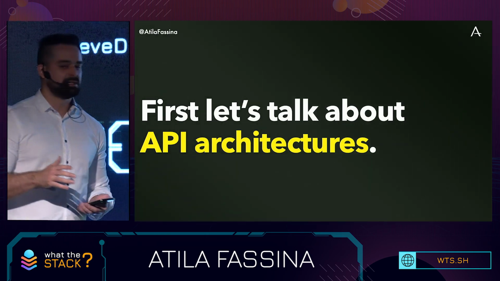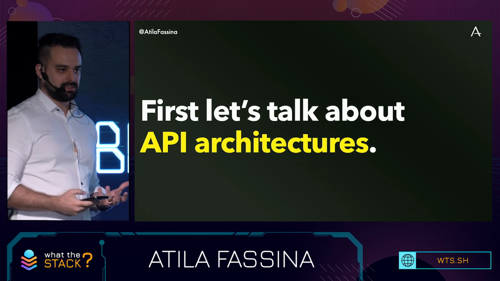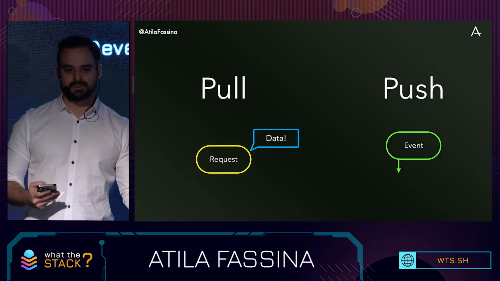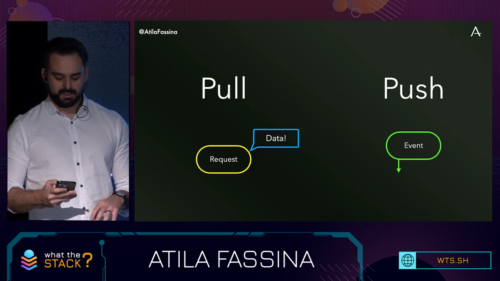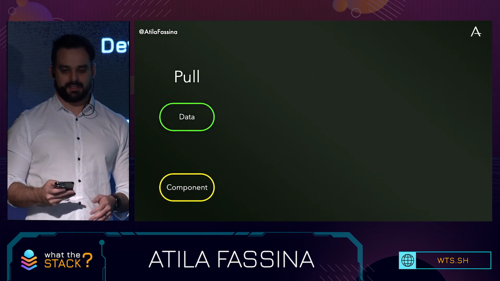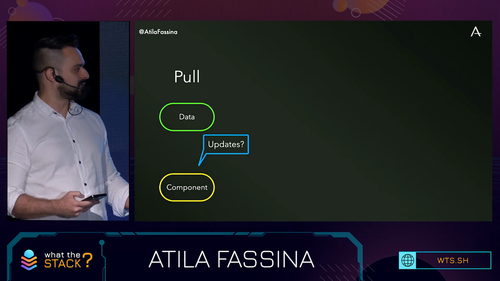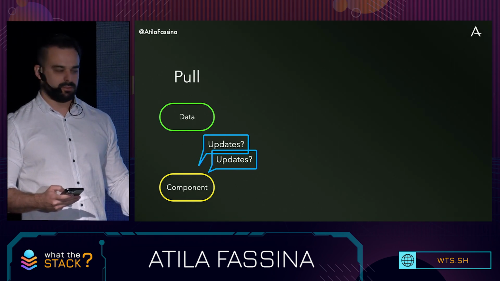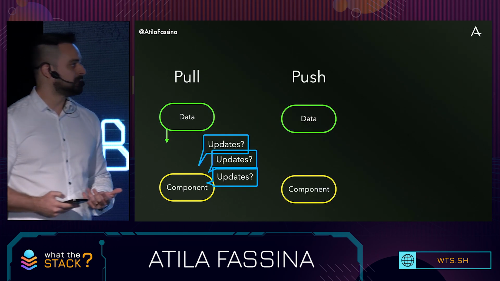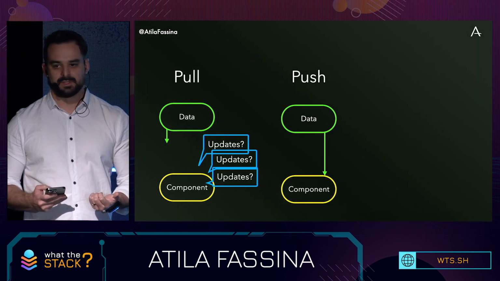To properly understand what signals are, I think we need to talk about API architectures. Fundamentally, there are two: pull systems and push systems. Pull systems are, for example, when you have the data and a component that is fed by that data, and it asks, do you have updates? No. Do you have updates? No. Do you have updates? Yeah. And then you get an update. That's a pull system. A push system is when the data updates and you just push it into the component.